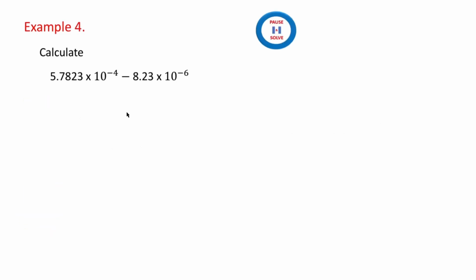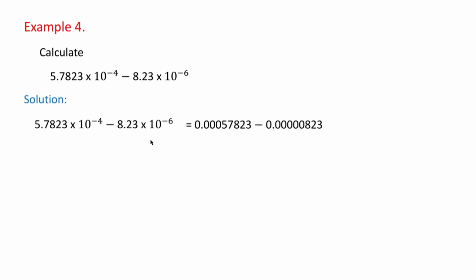Example number 4. Again, subtraction here, not the same exponent. So turn them into decimal numbers. Subtract and turn this into scientific notation. Look, 1, 2, 3, 4. So I moved 4 positions to the right. You can imagine that you have here 10 to the power 0, and that's why we are subtracting 4. Okay.